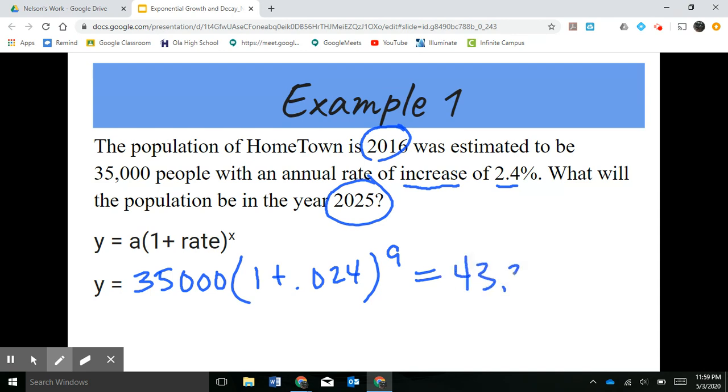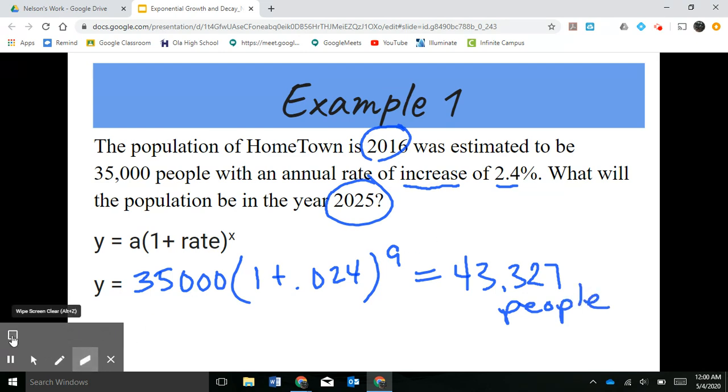43,327. Now remember when we did these, when it's a real person or a real life thing, we round it down. We don't use a decimal point. There weren't 0.3 people in the town. There weren't 0.5 people in the town. There were 43,327 people. Make sure you label it. It doesn't take long. All right, let's go on to the next one.